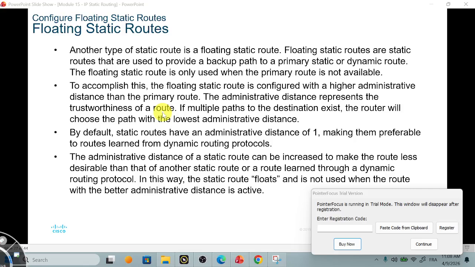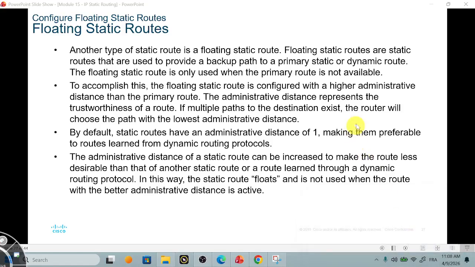If multiple paths to the destination exist, the router will choose the path with the lowest administrative distance. This is normal. By default, static routes have an administrative distance of 1, making them preferable to routes learned from dynamic routing protocols.